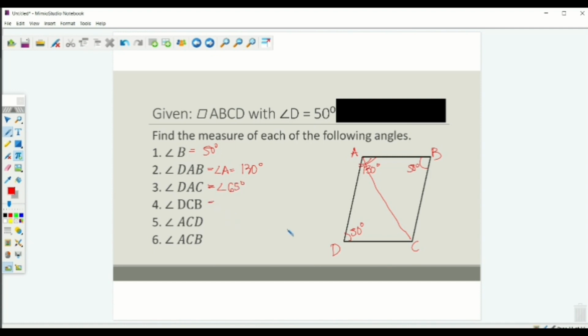For number 4, we have angle DCB. So DCB, so this measures 130 degrees because opposite angles are congruent. So we apply the property of parallelogram, opposite angles are congruent. For number 5, we have ACD. So it divides again our angle into two parts. That is why this measures 65 degrees. And for number 6, we have ACB. The measure of angle ACB is equal to 65 degrees also.